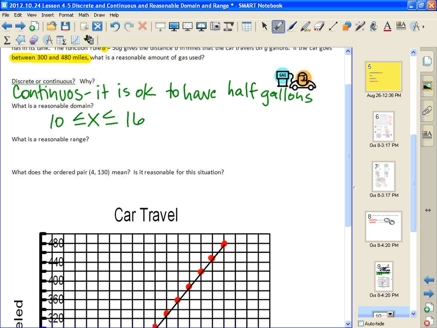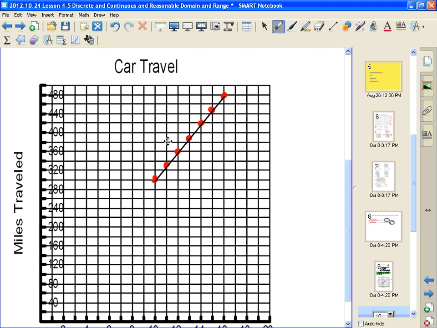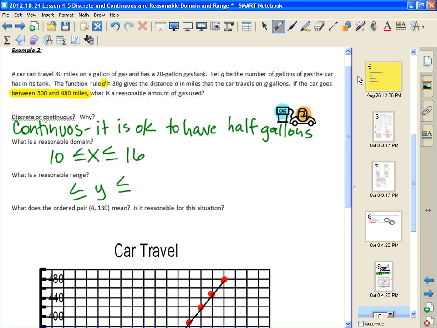And then for the range, ranges are your y values. So the smallest y value that was on our graph was 300. The largest y value on our graph was 480. So I will say my y values are between 300 and 480.